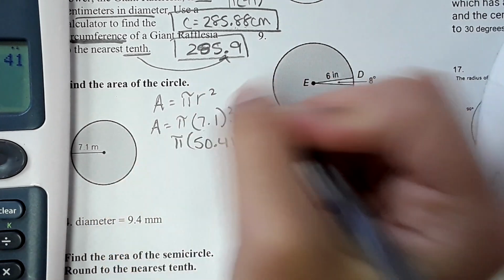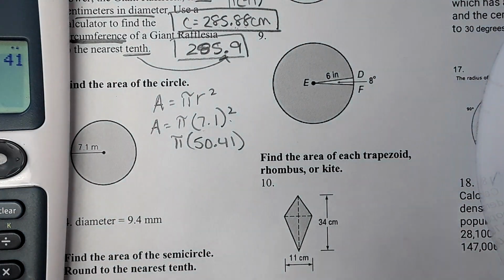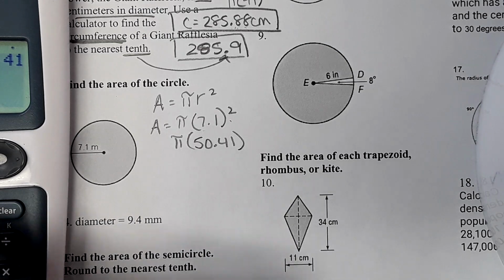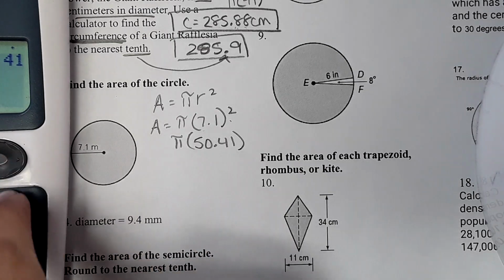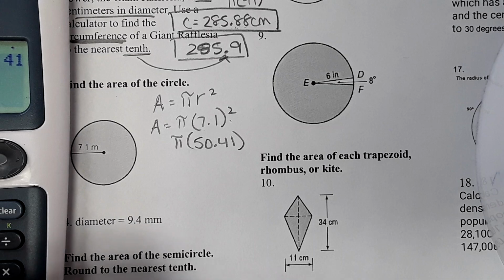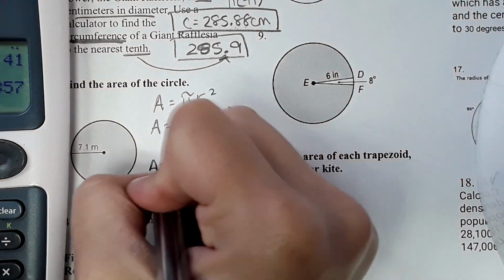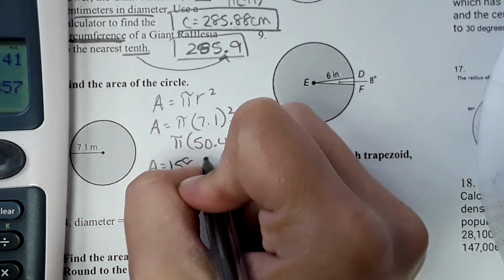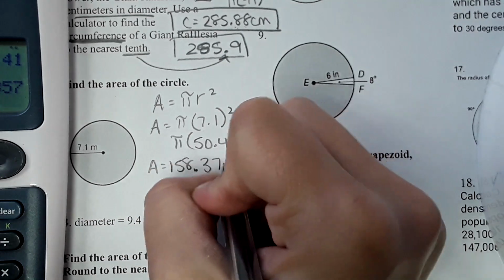And I will be coming around to check your work on this right after we're done, so make sure that you're writing it with us. Times pi. So area equals 158.37 meters squared.